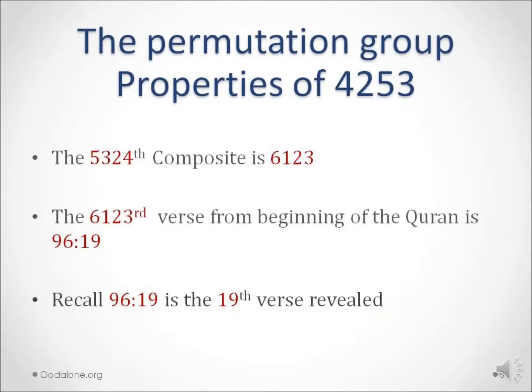Okay, so we'll go ahead with the permutation group properties of 4253, and we find out that the 5424th composite is 6123, and the 6123rd verse from the beginning of the Quran is 9619. Now we know that chapter 96 actually has 19 verses, therefore 9619 actually is the 19th verse that was revealed. So verse 19 of chapter 96 is the 19th verse that was revealed.